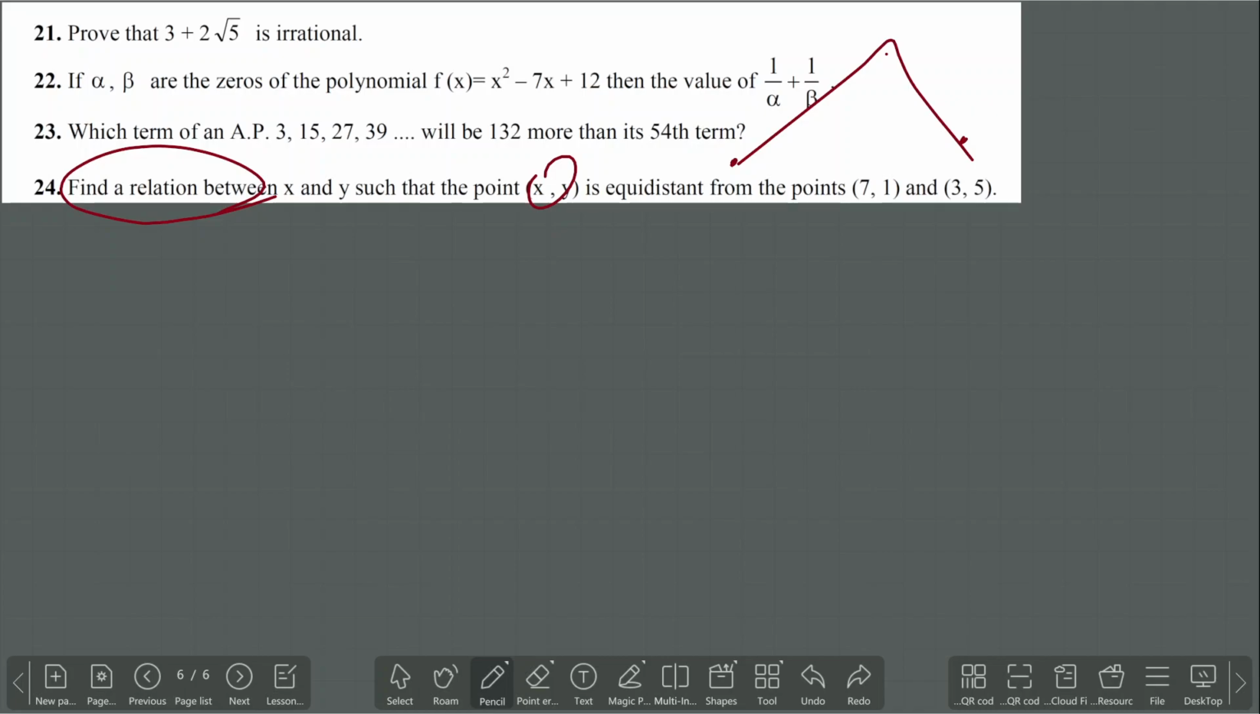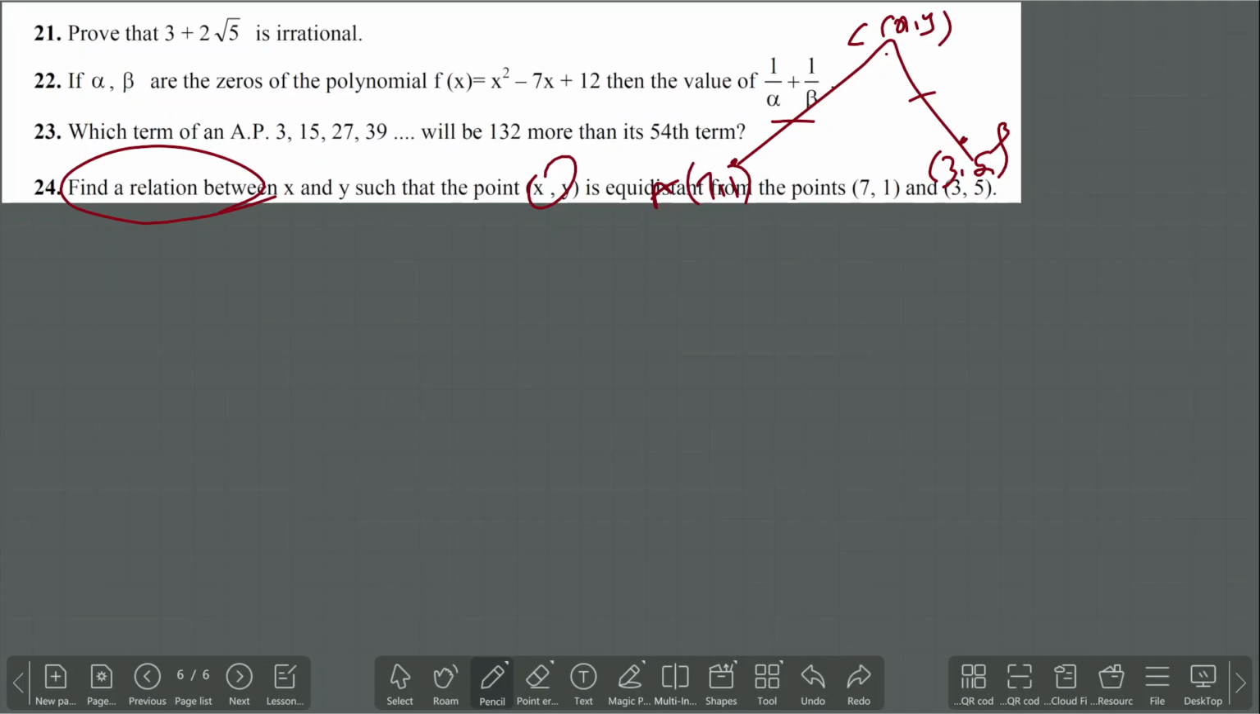Is it coming in a straight line? It's not. But what they said is that the distance between the two will be equal. This can be some point x, y. And this is the first point, you take 7, 1. And this you take 3, 5. Suppose this is point A and this is point B. The given thing is what? AC equals BC. That's it. But ACB is not a straight line. The distance is equal, so we have to use the distance formula, not the midpoint formula.